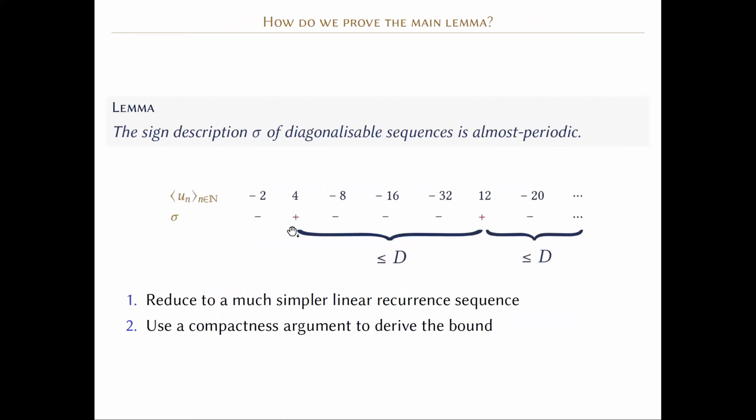I'll do that for the finite word that is only plus, so only the letter plus. So I'll show that if u_n is a diagonalizable sequence, then if the letter plus occurs infinitely often, then we can compute a uniform bound D such that within every window of D there's a plus. And we'll do this, the two abstract steps will be, we'll reduce an arbitrary diagonalizable sequence to a much simpler linear recurrence sequence. And then in the end, we'll use a compactness argument to derive the bound.